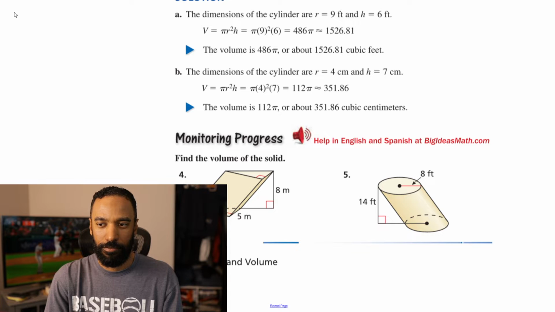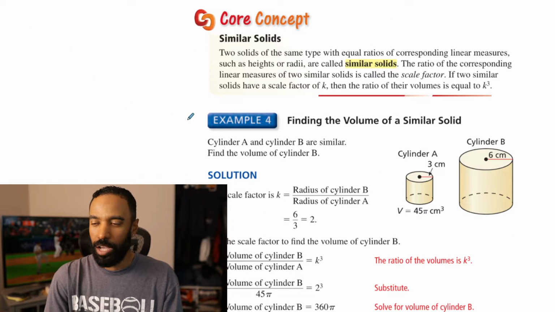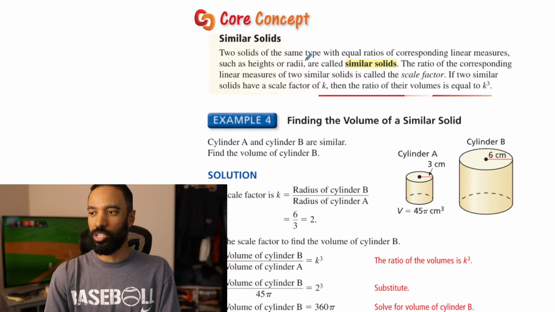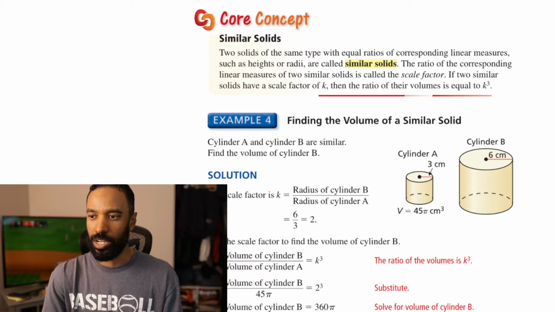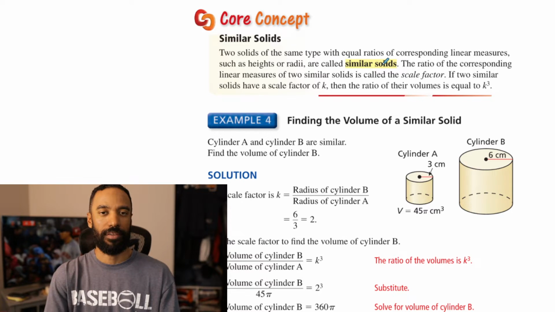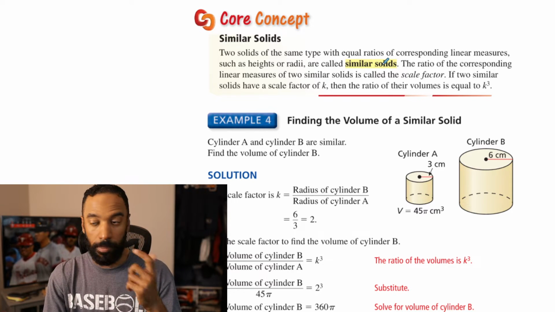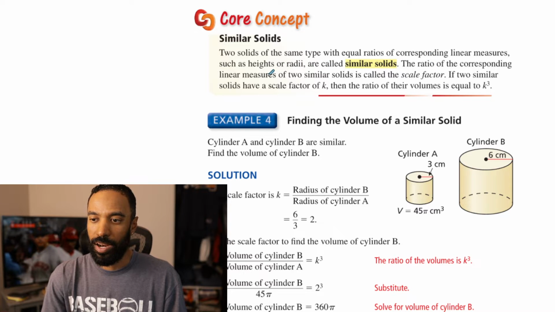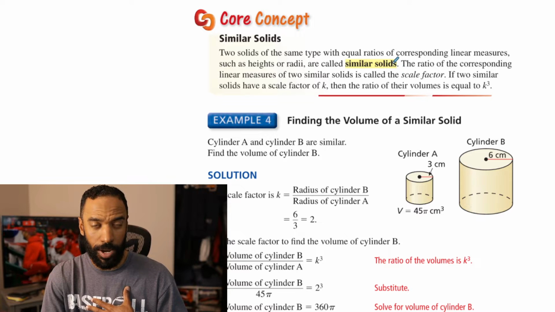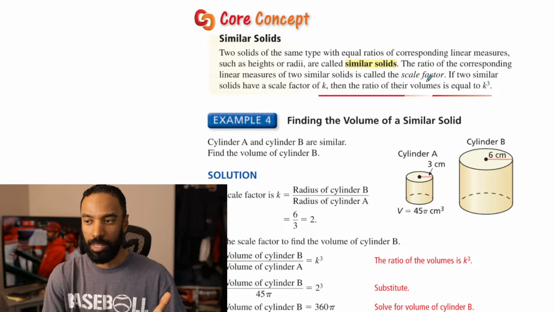So I'll let them find volumes of solids for themselves later. Then we'll talk about similar solids. Two solids of the same type with equal ratios of corresponding linear measures, such as height or radii, are called similar solids. So they have to grow in proportion with each other in every dimension. The ratio of the corresponding linear measures of two similar solids is called the scale factor. Sometimes I call it similarity ratio. So they both kind of mean the same thing.